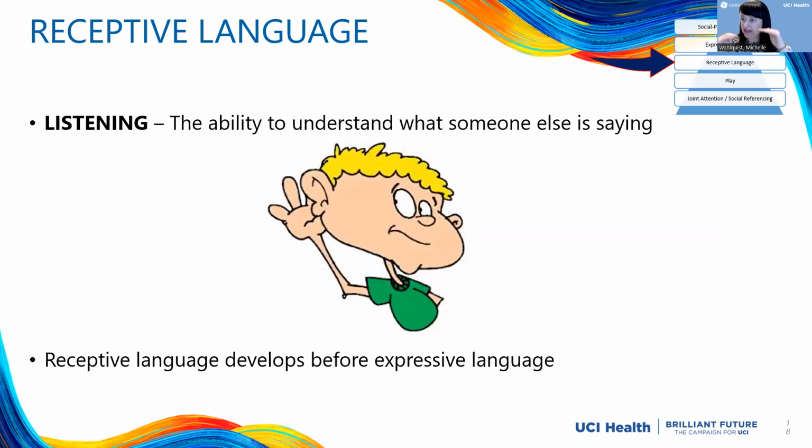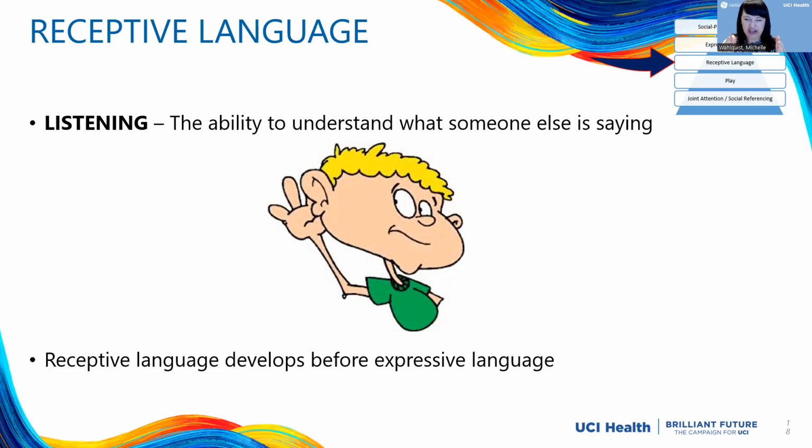Okay, so now we're going to jump up to the middle of the triangle. So we've talked about joint attention, we've talked about play. Let's talk about receptive language. So receptive language is the ability to listen to what other people are saying to us and to understand what they're saying. And typically in development, receptive language or understanding of language develops before expressive language. So kids usually understand more than they're able to say. What sometimes happens with autistic children is there's a reverse profile, meaning they say more than they understand.